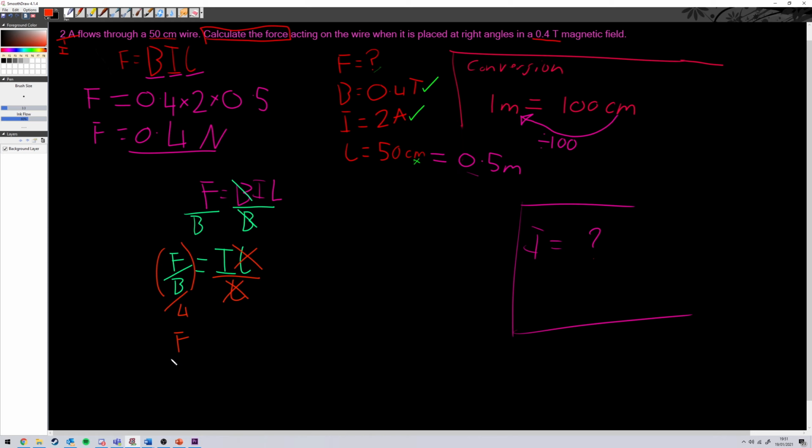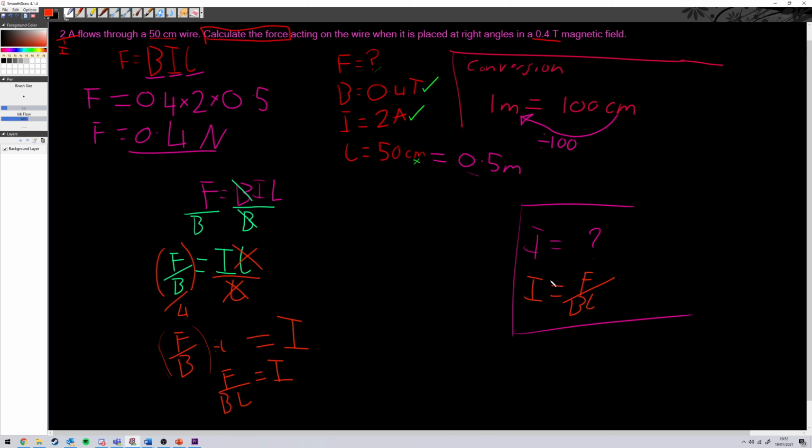F divided by B, but I'm having all of this divided by my L, right? And on the right hand side, everything's fine, it equals I. If you are dividing, you put it on the bottom of the fraction. So this actually equals F over B times L, and that equals I. So my answer, we'll rewrite it here. I've just flipped the sides this time: I equals F divided by B times L.